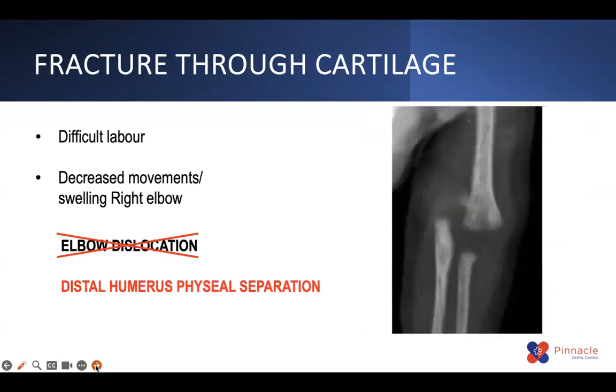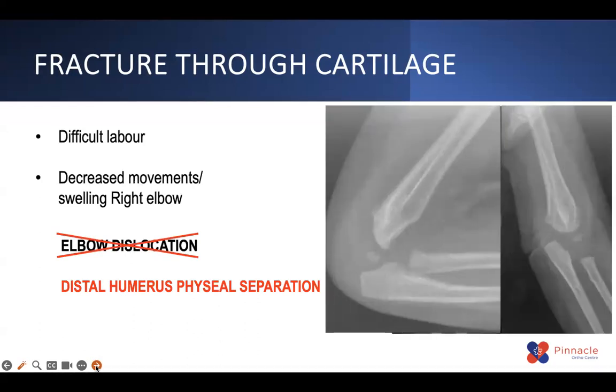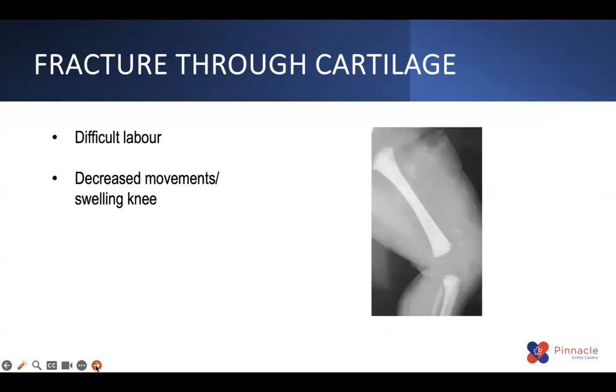So this is actually a distal humerus transphyseal separation. When a follow-up X-ray is done after 2 weeks, you can see that the fracture is healed. There is callus around, and after some time, the fracture remodels with good consolidation. Another example, this time it is the knee.